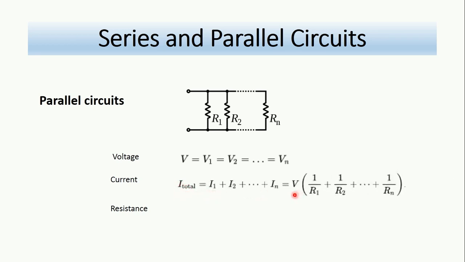And if you want to find the current in any branch, I1 is just V1, which is V divided by R1. I2 is just V2, which is also V divided by R2. So since V is a common factor, we take it out and we come to this formula. And if we know that voltage is resistance multiplied by current, so this must be the reciprocal of the total resistance. So we come with this law.